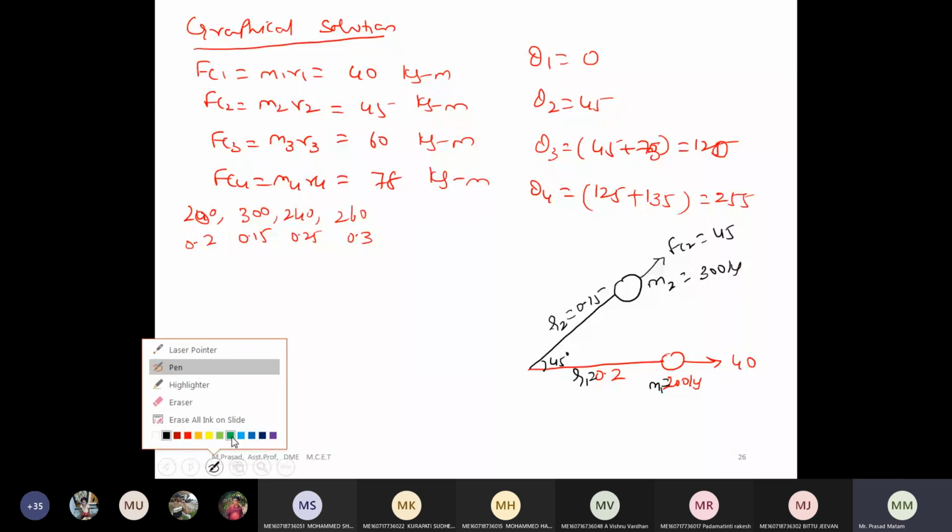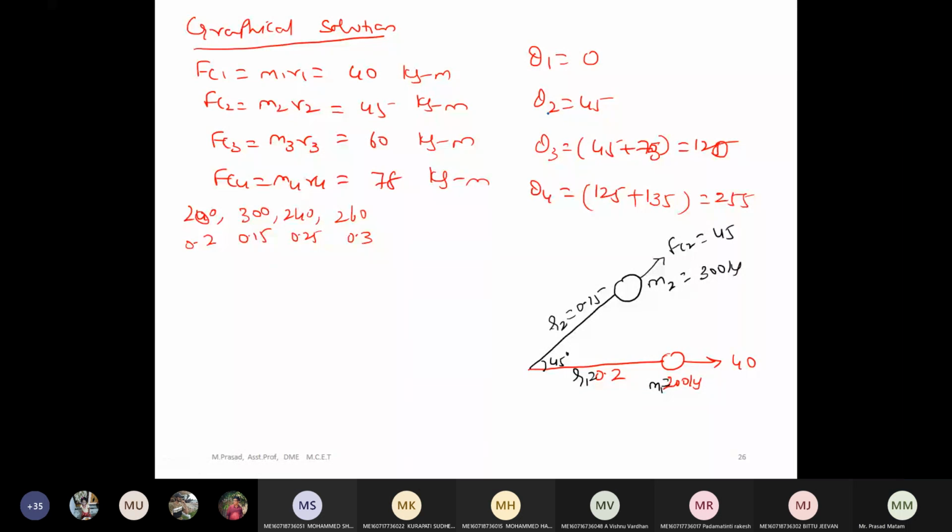Now let us see about the third mass. Where is the third mass located? The magnitude of the third mass is 240 kg at radius of rotation 0.25 meter. At what angle? Already they have given the second angle. This angle is 45 degrees. Between the second mass and third mass, what is the angle made? It is 75 degrees.